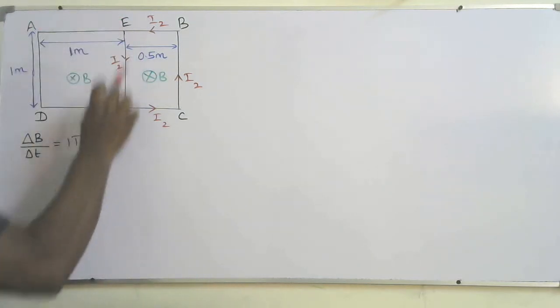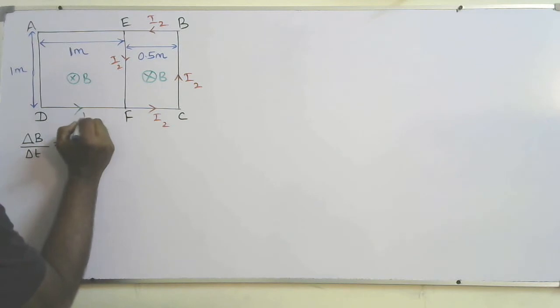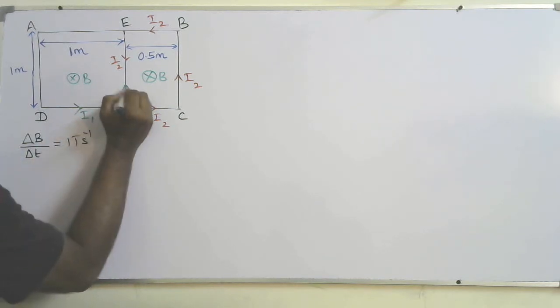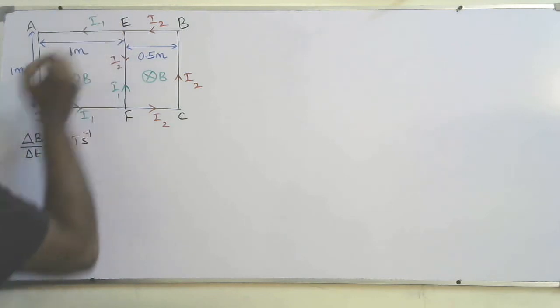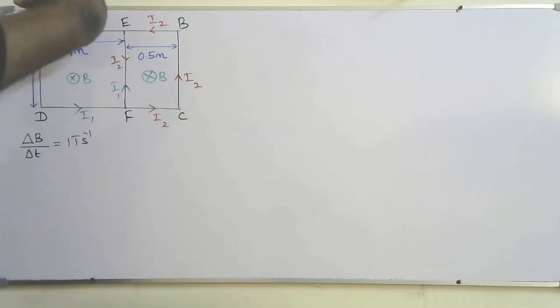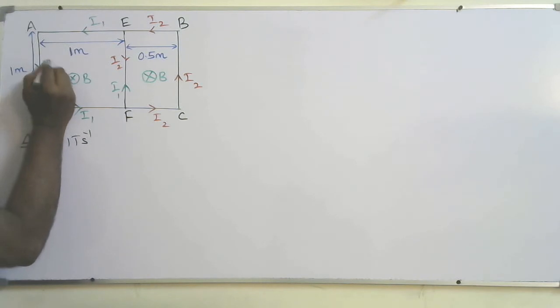In this square surface, the induced current should also oppose the increase in magnetic field. So there I1 should flow in this direction; then only can the magnetic field come out. This is the way I1 should flow. Using the right hand grip rule for field, you can see that the magnetic field will come out. Here I1 should flow in this direction.